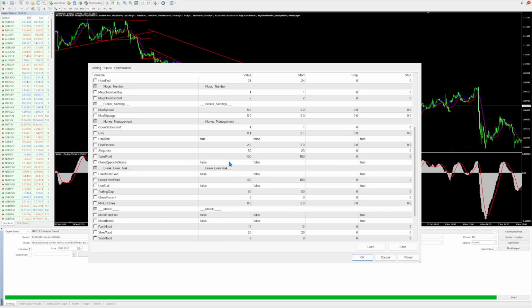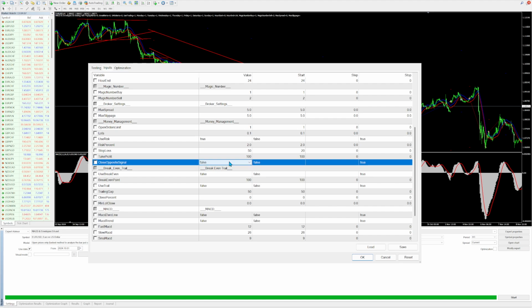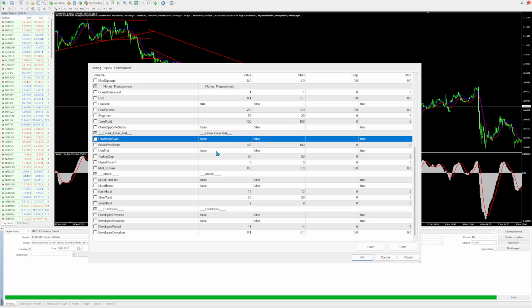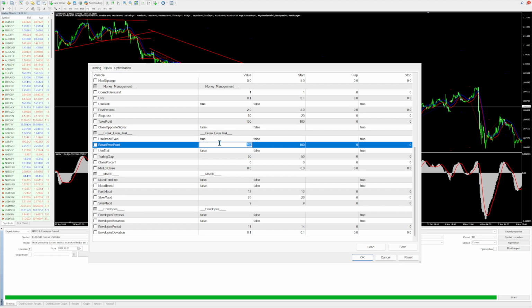In the EA, you do have close opposite signal. If you set this to true and there's a signal in the opposite direction, the EA will close an open trade. Break even and trailing stop. As I was just saying, you can get the EA to automatically trail the price for you and do a break even. If you have break even set to true, you can set the point in pips when you want the stop loss to be moved to break even. Say you set it to 25. Once the trade gets 25 pips in your favor, the stop loss will be moved to break even.